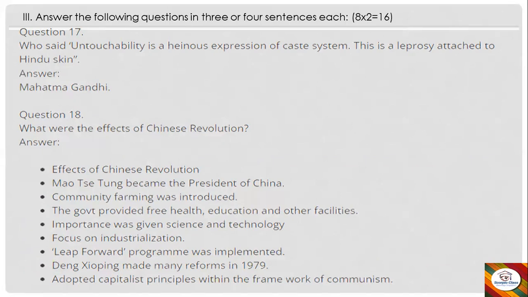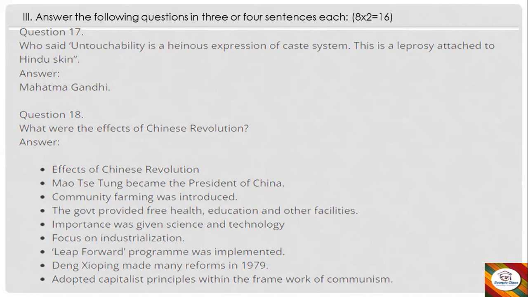Question number 17. Who said untouchability is a heinous expression of caste system? This is a leprosy attached to Hindu skin. The answer is Mahatma Gandhi. You can write the answer in a complete sentence, that the above statement was said by Mahatma Gandhi. Next, question 18. What were the effects of Chinese Revolution?